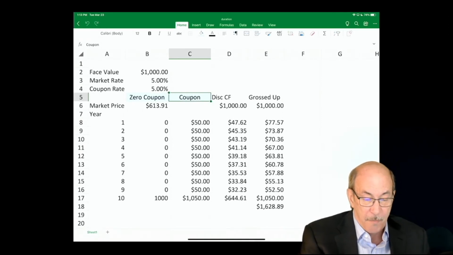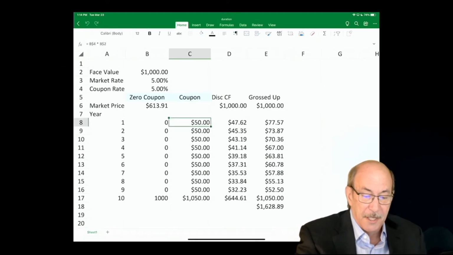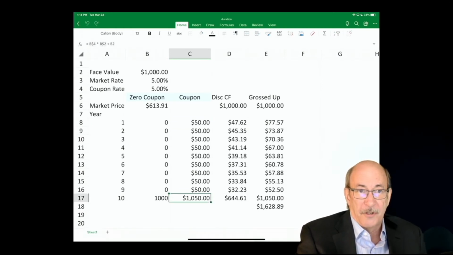So here we have a coupon bond with a 10-year maturity, and we're going to assume that this is an annual coupon just to keep things simple. So we get 10 coupon payments of $50 every year for the next 10 years, and then on that final year, we get the face value back plus that last coupon payment, and we're done.